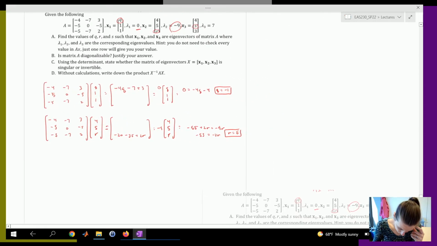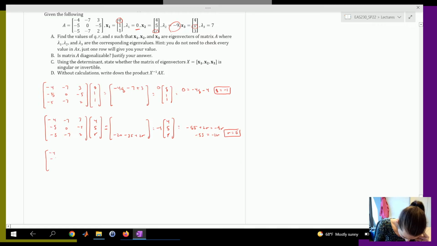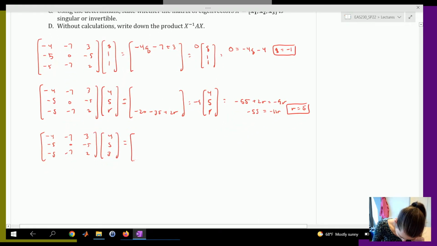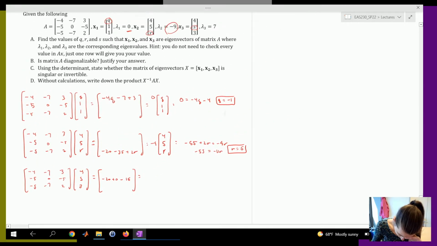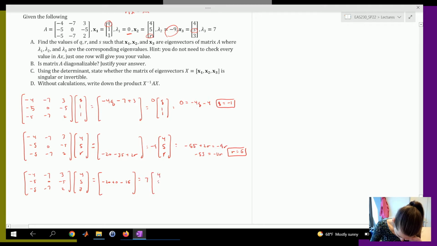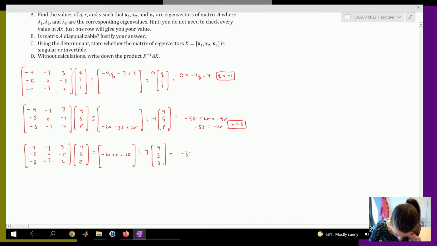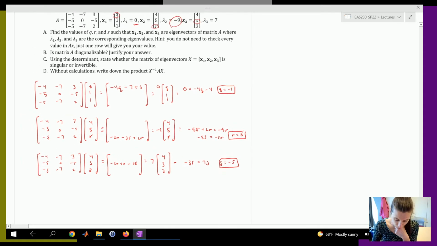And then my last one is 4, s, and 3. If I do the middle one, it's going to be negative 20 plus 0 minus 15, and that's equal to my third eigenvalue, which is 7 times s. So negative 35 equals 7s, and s equals negative 5. And there we go, I've solved for all of them.